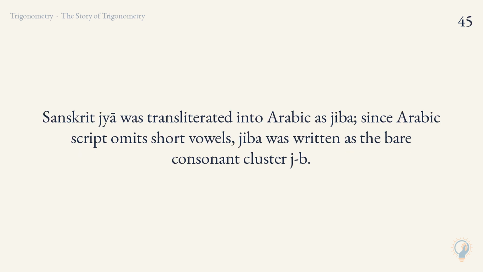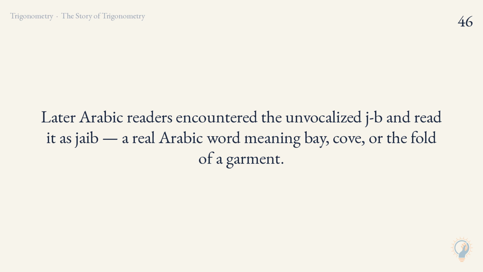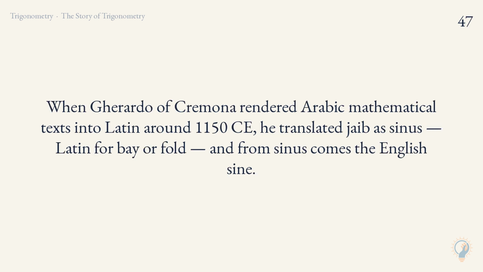Sanskrit Jiva was transliterated into Arabic as jiba. Since Arabic script omits short vowels, jiba was written as the bare consonant cluster JB. Later, Arabic readers encountered the unvocalized JB and read it as jaib, a real Arabic word meaning bay, cove, or the fold of a garment. When Gherardo of Cremona rendered Arabic mathematical texts into Latin around 1150 CE, he translated jaib as sinus, Latin for bay or fold, and from sinus comes the English sine.